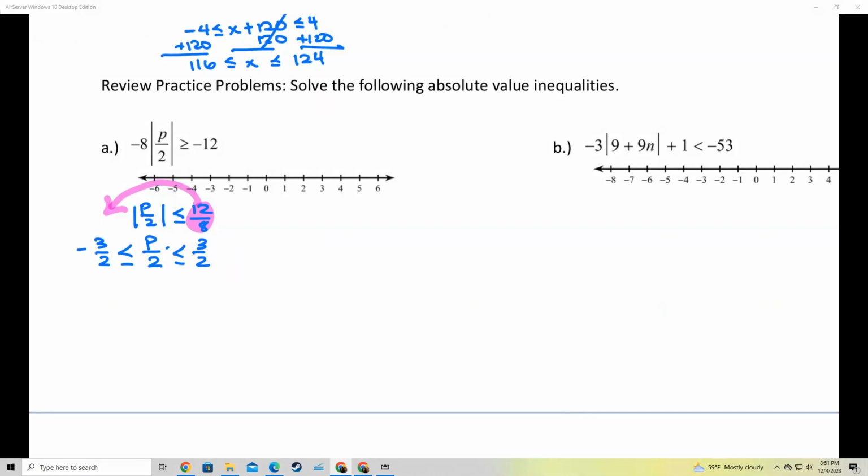Now I'm going to multiply everything by 2 to get rid of the divided by 2 on the bottom. And this is really nice because everything cancels. I'm left with negative 3 is less than or equal to p is less than or equal to 3. So on my number line, I would circle the negative 3, I would circle the 3. Because it's a compound inequality, my p's are stuck between those numbers, so I'm going to shade the stuff in between. And if I were to write it in interval notation, it would be start from negative 3 and end at positive 3.